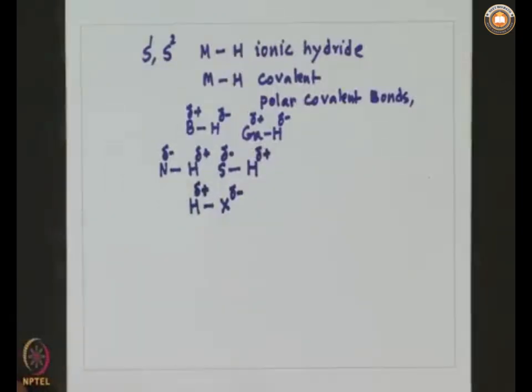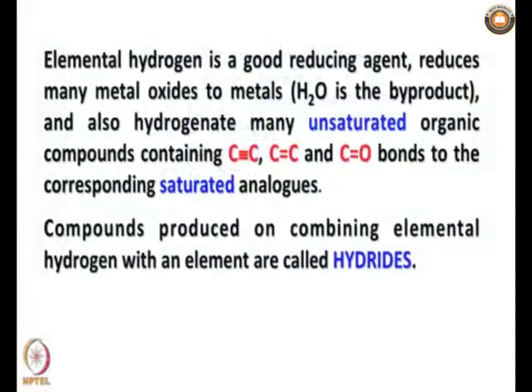So, elemental hydrogen is a good reducing agent, reducing many metal oxides to metals. In all these cases, water is the byproduct, and it also hydrogenates many unsaturated organic compounds containing carbon-carbon triple bonds, carbon-carbon double bonds, and also C=O bonds to corresponding saturated analogues. Compounds produced on combining elemental hydrogen with an element are essentially called hydrides.